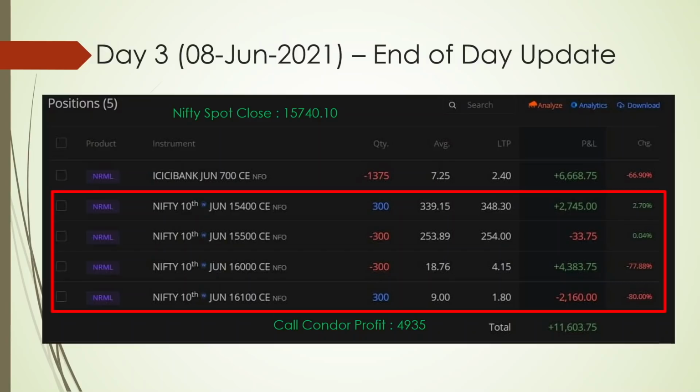If you want to book partial profits, don't change the strikes. If you want to book some partial profits, if you have done 4 lots, maybe book 2 lots and then keep 2 lots, or book 1 lot and keep 3 lots running, it is quite possible, you can do that.